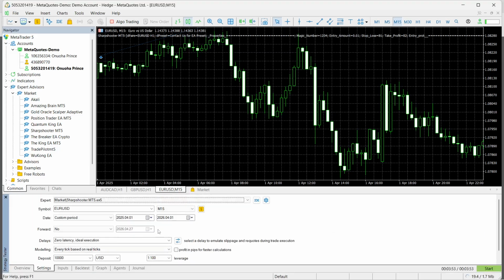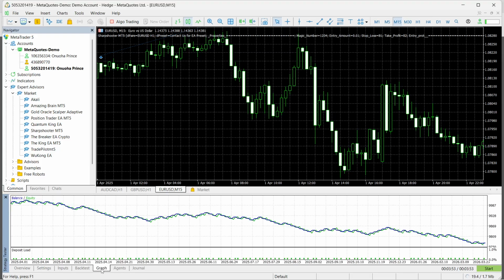So I was opportune to carry out my backtest on the EUR/USD pair on the M15 time frame for the custom period of a year, ranging from the 1st of April 2025 to the 1st of April 2026. All right, and for the period, I got the following results. Let's take a look at my equity curve first of all.